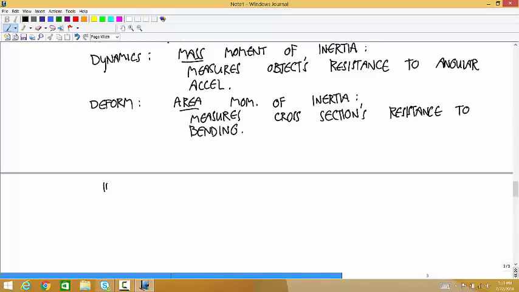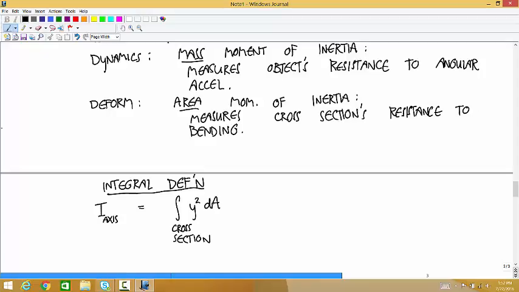Okay, so here's the integral definition of the area moment of inertia. The moment of inertia about an axis is equal to the integral over the cross-section of y squared dA, where y is the height above the axis.